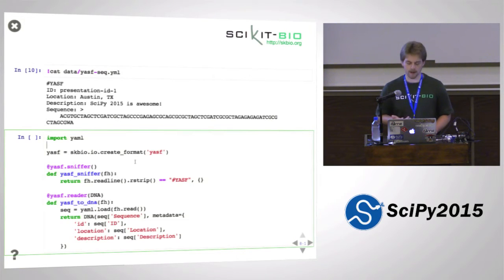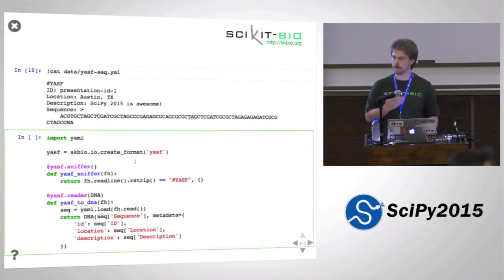First, we create the format for Scikit-Bio. So we'll create a Yossef object that represents the format. Then we can associate a sniffer, and its job will be to determine, does this look like a Yossef file? We've made it easy on ourselves by using a comment that says Yossef at the top of the file, so we can very easily detect is this Yossef. You'll notice that it doesn't have to worry about compression or encoding here because that's handled transparently by the I/O registry. So you only have to worry about the business logic.